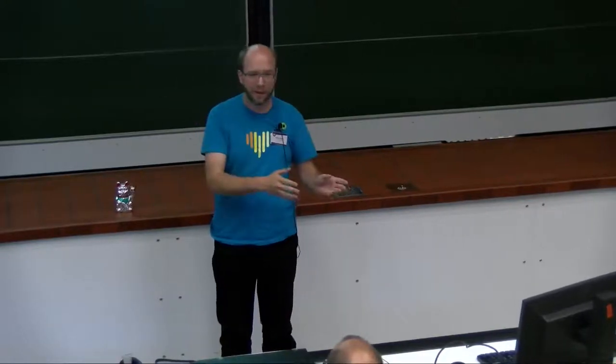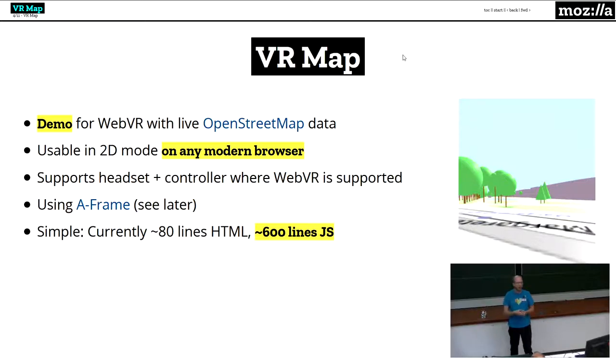A demo, the WebVR map, is, as I said, using WebVR with live OpenStreetMap data from the Overpass API. We will see a little bit of that as well. It's usable in 2D mode on any modern browser. So you can open it on your phone, your PC, in Firefox, in Chrome, in Edge, whatever, in any modern browser, and you will see a 2D window into the 3D world. But if you have a headset and controllers, you can fully immerse yourself into the VR experience with those. It's using the A-Frame framework. I will come back to that later.